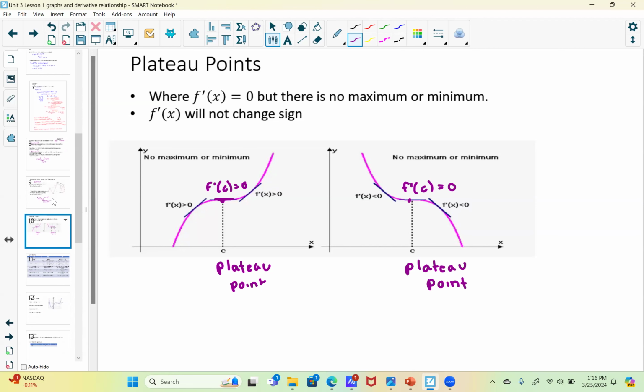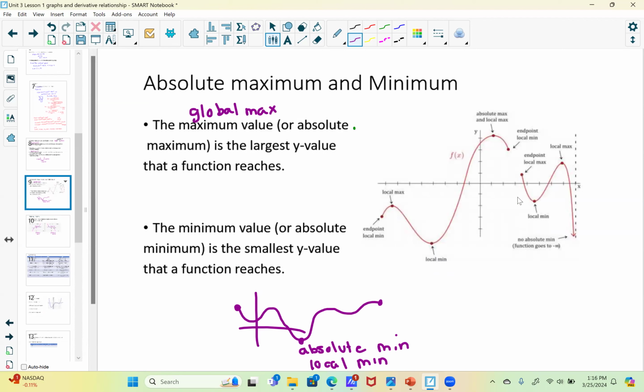Now, one thing, if we go back to this graph, is if we have endpoints on our graph, so this would be an endpoint here. Endpoints are always maxes or mins. So this endpoint here is a local min because it's the lowest point in this region. There's an endpoint here, and this is a local min too. And then this endpoint here is a local max. So endpoints are always local mins or maxes. They could be global if they're the highest or the lowest.